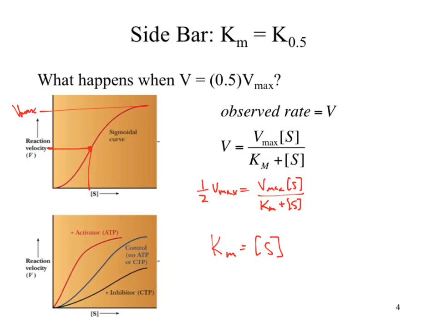Okay, so what happened to Km with the activator? Shifted. Which direction? Go to the left. Fair enough. Bigger or smaller? Small. It got to a smaller Km. What happened with the inhibitor?